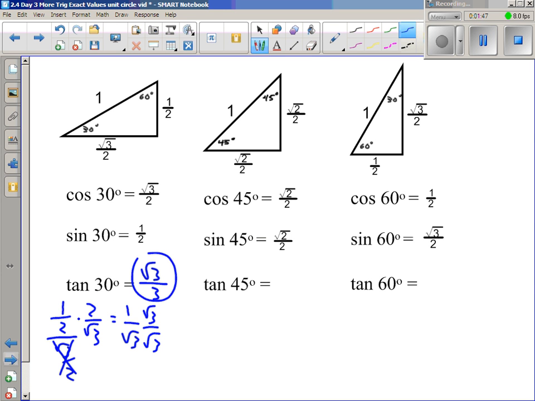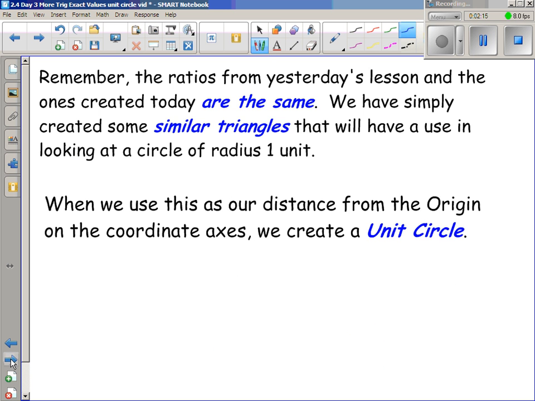Same thing for the 45. In this case, we've got a root 2 over 2 divided by root 2 over 2. Well, those are the same lengths, and that reduces to 1. And the tangent of 60 will be basically the reciprocal of our tangent of 30. We'll do the work. Root 3 over 2 divided by 1/2 means we multiply by the reciprocal, and we get square root of 3. These are going to be 3 more values we're going to want to get familiar with.